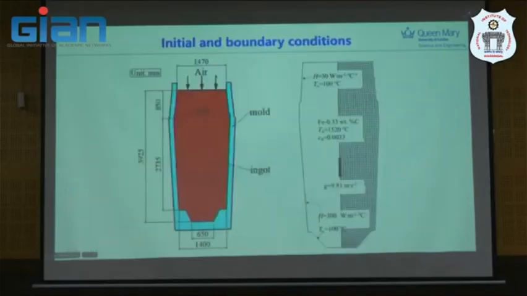Here are the initial and boundary conditions for our simulation. The ingot is about 4 meters high and 1.5 meters wide. It's about 55 tons, and here is the initial species fraction, the initial temperature, and the boundary conditions of this ingot.